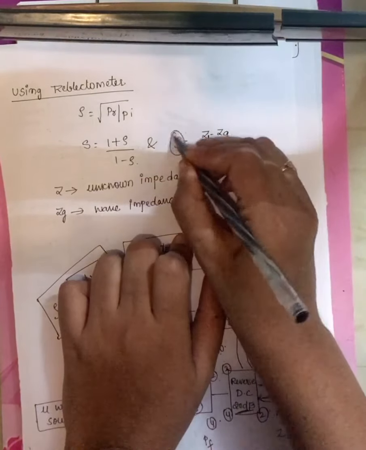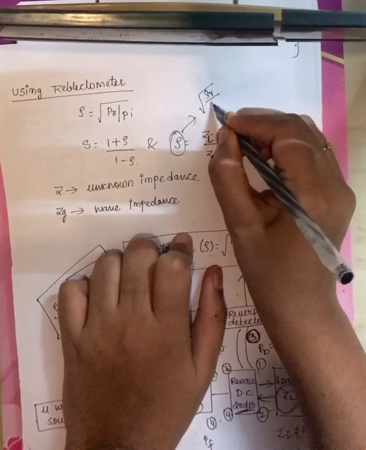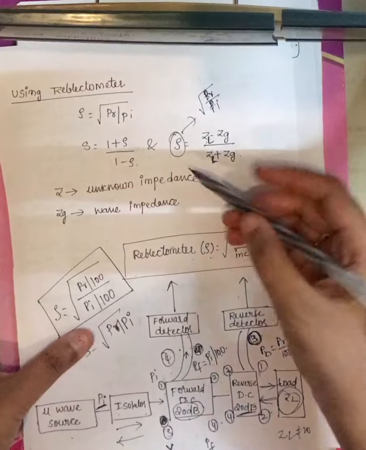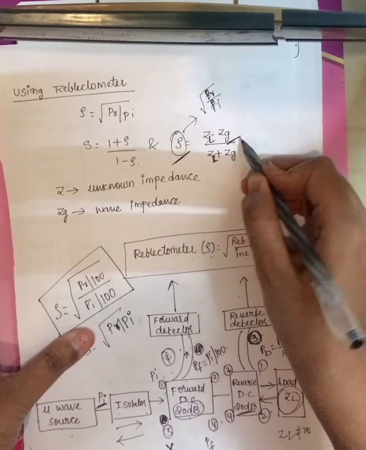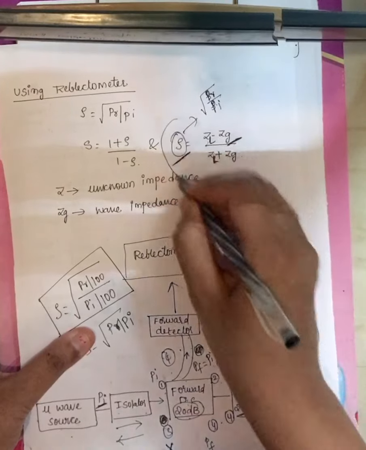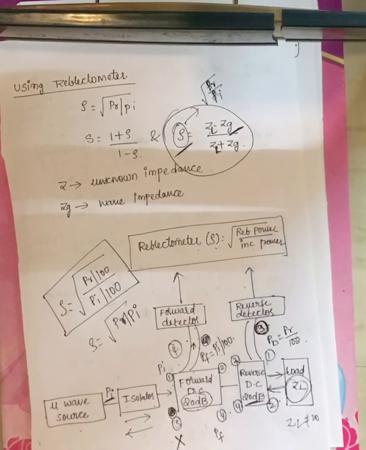We will get the rho value from the reflectometer, that is the square root of reflected power by incident power. And the wave impedance, or the characteristic impedance, will be given. Now using this formula you can calculate the impedance ZL.